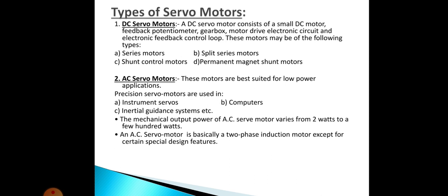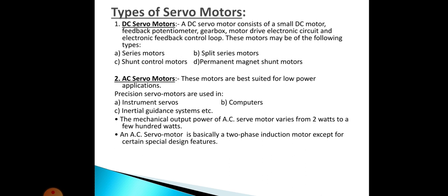The next one, AC servo motors. These motors are best suited for low power applications. Precision servo motors are used in instrument servos, computers, inertial guidance systems, etc. The mechanical output power of an AC servo motor varies from 2 watts to a few hundred watts. An AC servo motor is basically a two-phase induction motor.